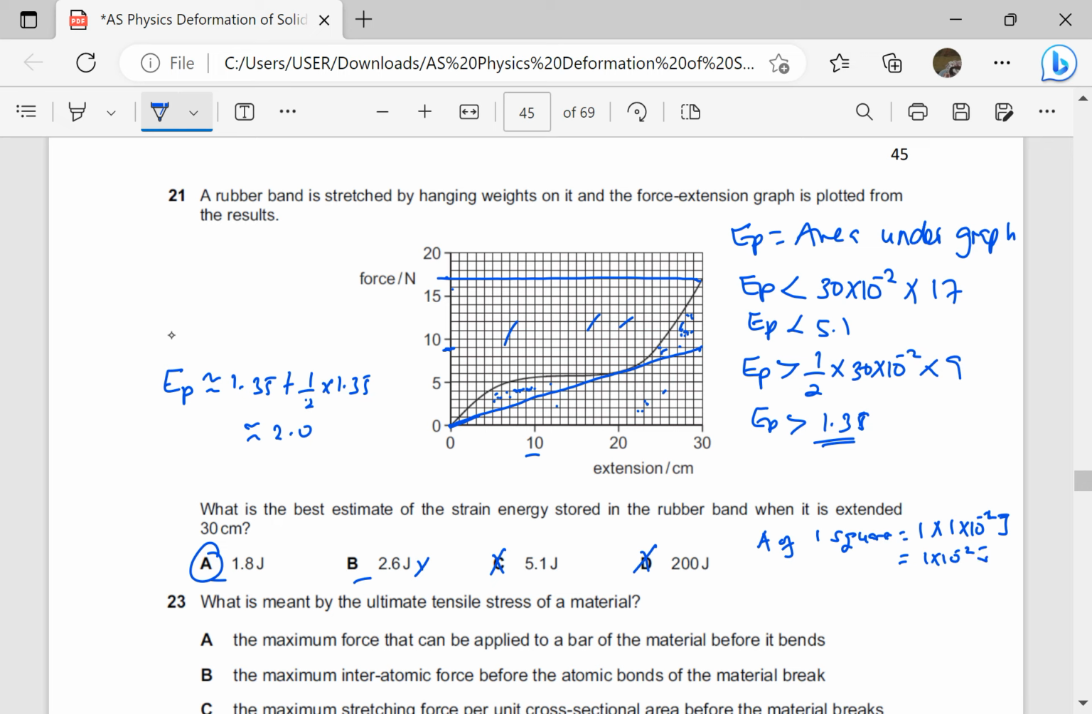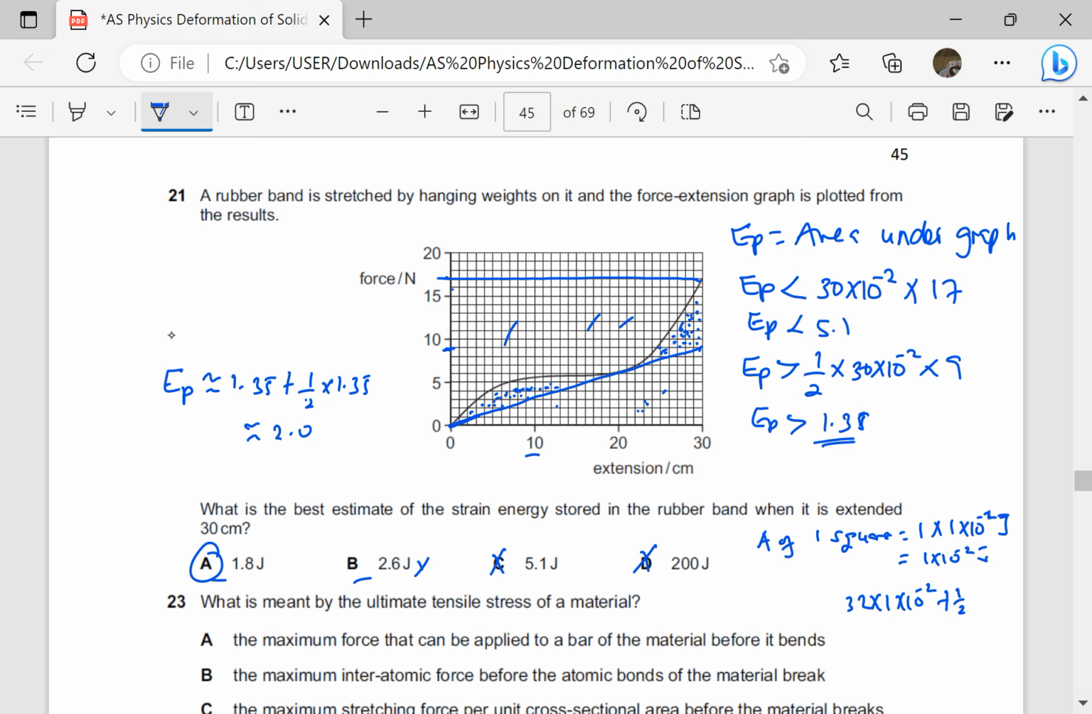So you can count the full squares: 1, 2, 3, up to 16. Here they are over. 17, 18, up to 32. Approximately 32. So the area for full squares, I will say 32 times 1 times 10 power negative 2. That is the area for full squares, plus area for half a square.